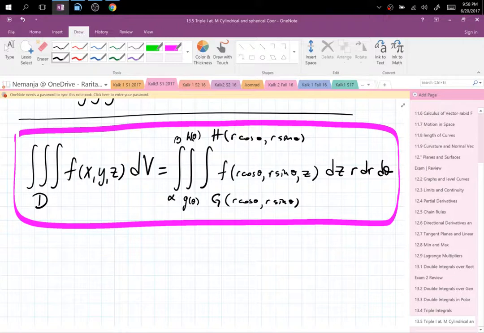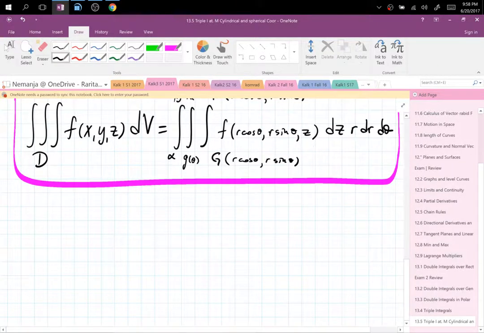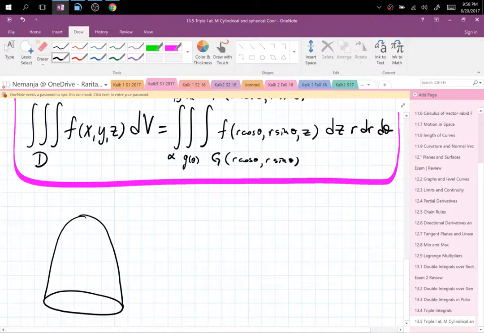Now, this looks terrible when you look at it this way. Absolutely terrible. Let's use it. Let's find the volume of a circular paraboloid, the simplest possible thing we can master, and then we'll go from there. So, say you have a paraboloid.